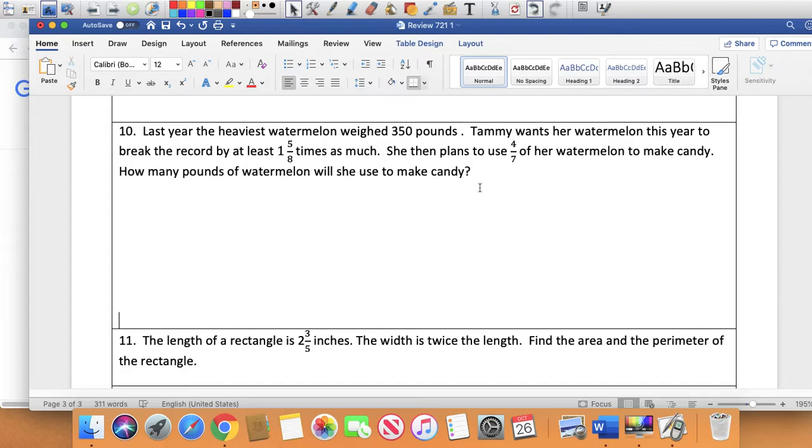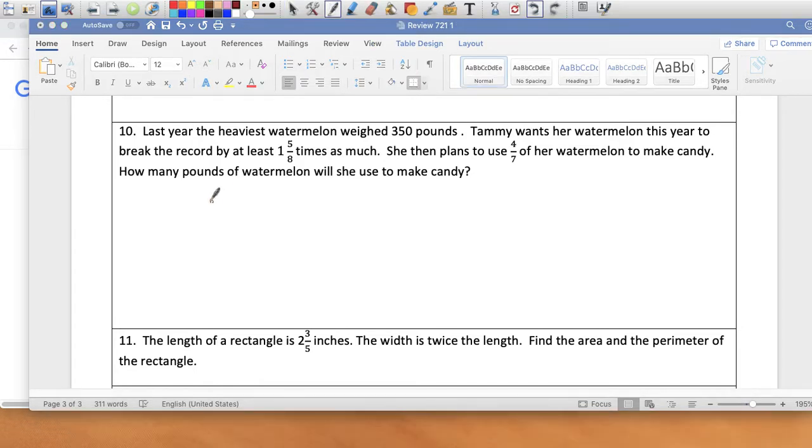Or that pumpkin question, and let's see what we got here. So it's 315 pounds, 350 watermelon. It's going to grow by 1 5/8, so 8 times 1 is 8, 13 over 8. So our growth is going to go right that much, right? So the watermelon is going to grow quite a lot.